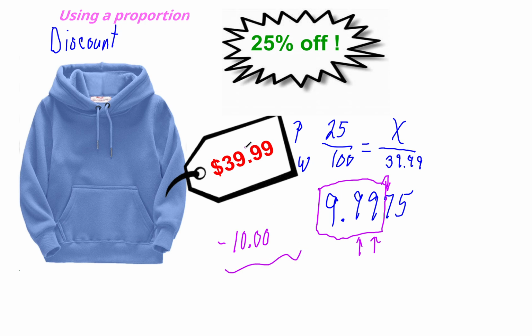So I am going to subtract it away from the original price, and the new price of this hoodie is $29.99. Notice we did the proportion exactly the way we did last week. We did it exactly the way we did sales tax yesterday. The difference is it's giving us the amount that we do not have to pay, so we subtract it away. Let's look at another one.